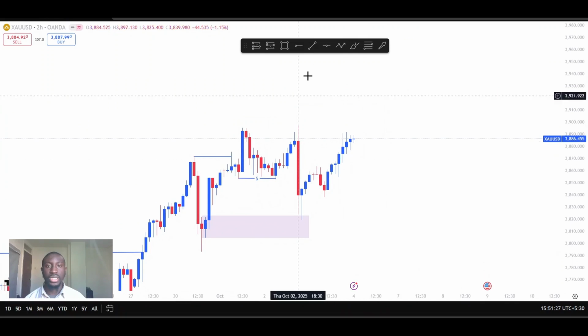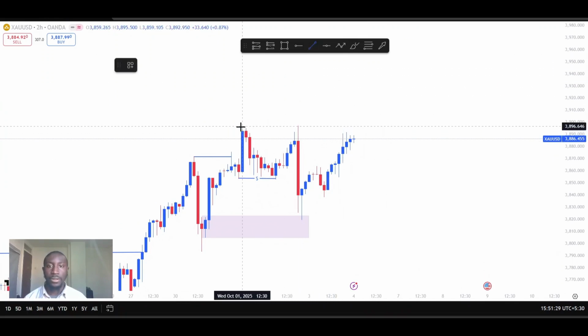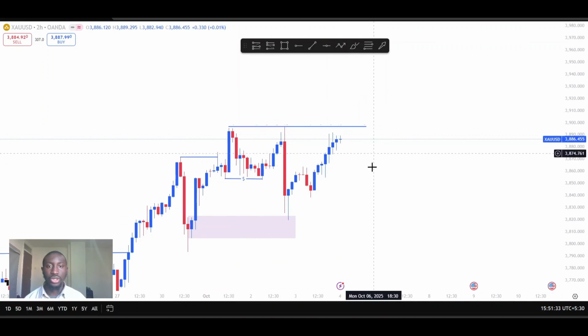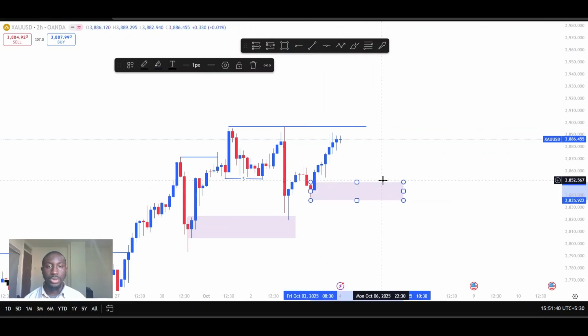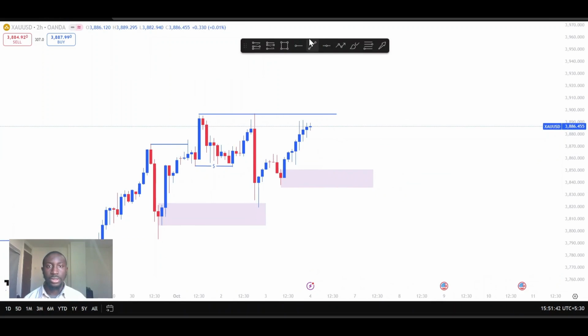So what we're expecting is price to take out this high, give us a good clear break of structure again. Then our next POI is going to be from here. This order block is going to be our next POI. Now there's liquidity sitting on top of the order block.